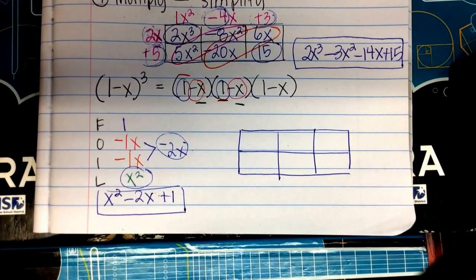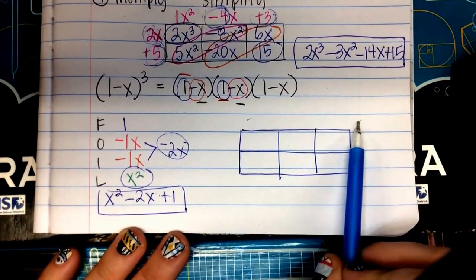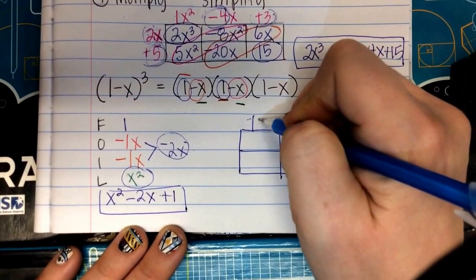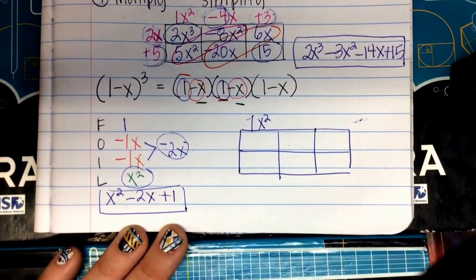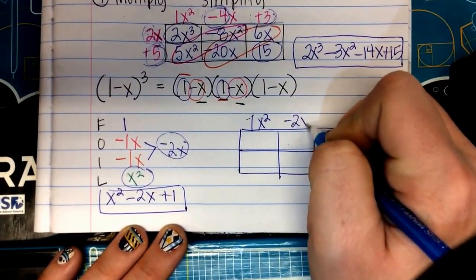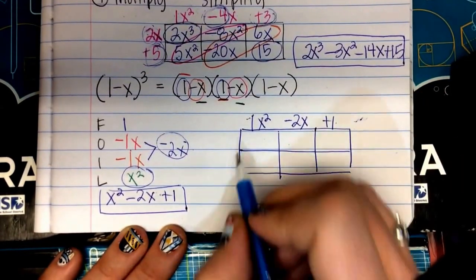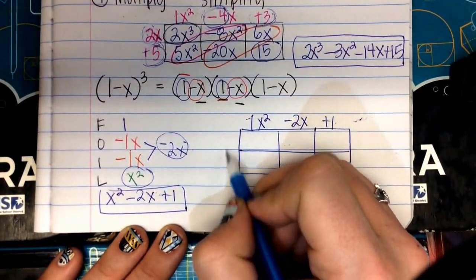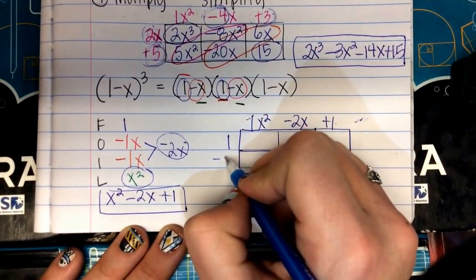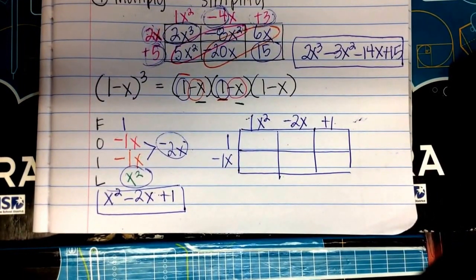What goes on top? X squared minus 2x. I'm going to put 1x squared because I like to put those ones in there. What goes in the next one? Minus 2x. Minus 2x. And what goes in the last one? Plus 1. What goes vertically? 1 minus, and I'm going to put 1x. I need coefficients to do my math properly.